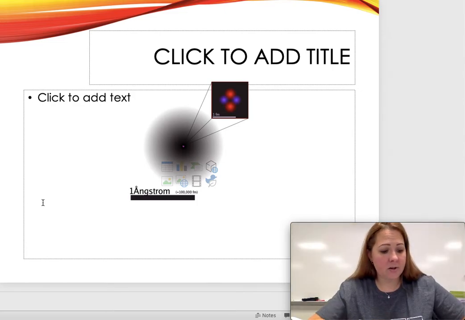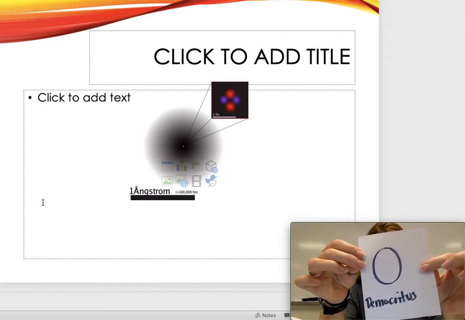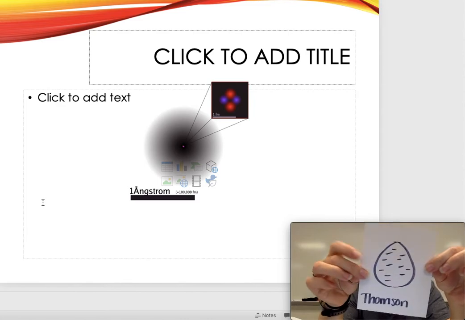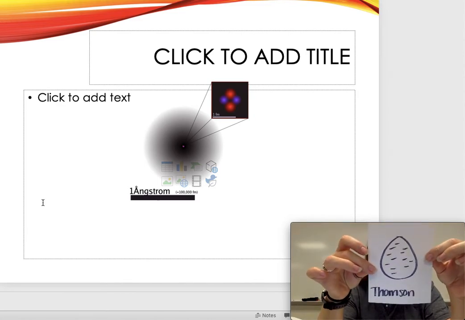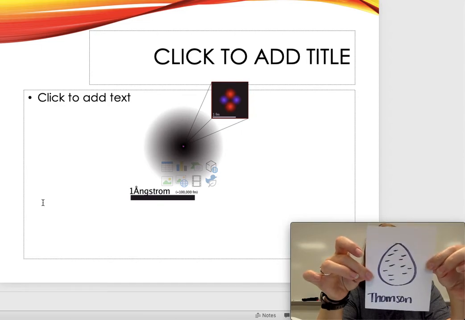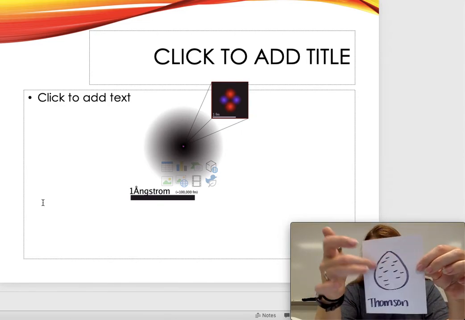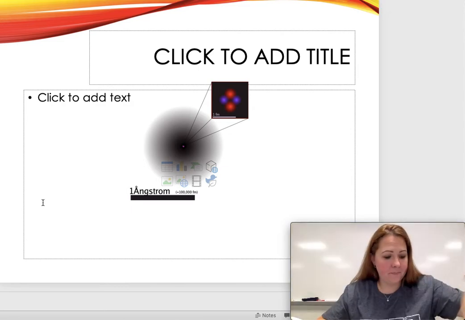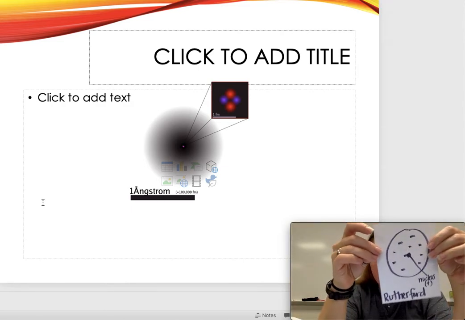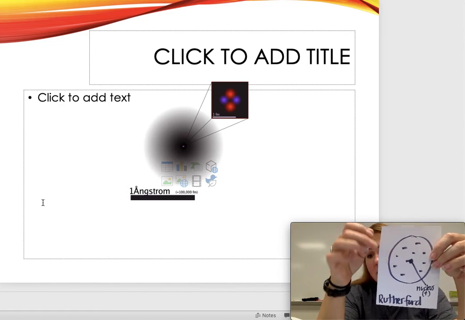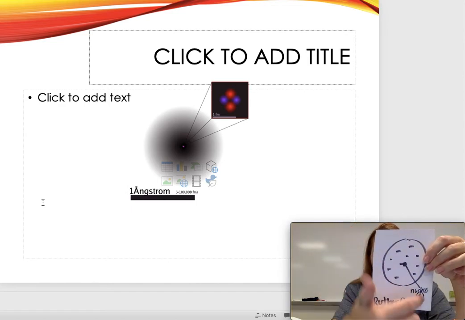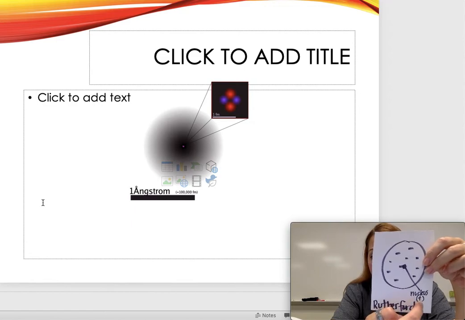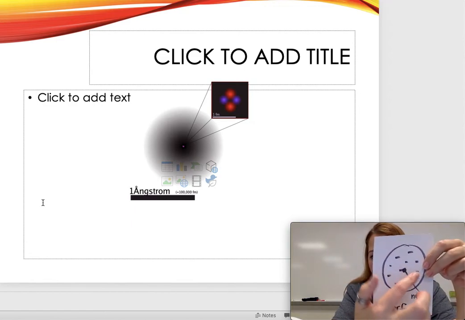So today we added on to our timeline. So we have Democritus, tiny indivisible particles. Dalton, tiny indivisible particles. Then J.J. Thomson discovered the electron. He discovered that using the cathode ray tube test. Electrons are negatively charged and just scattered throughout. It's called the plum pudding model. Then we had Rutherford. Ernest Rutherford discovered the nucleus of the atom by doing the gold foil test. The nucleus of the atom contains the positively charged protons, and then the electrons are just scattered throughout.